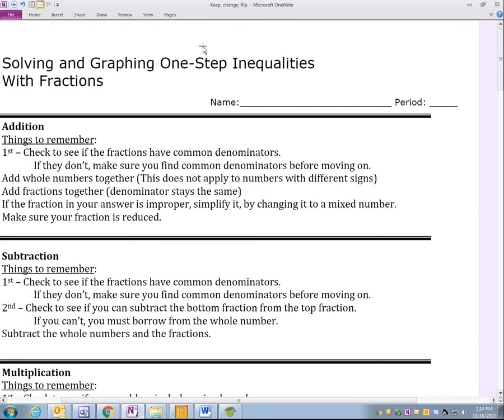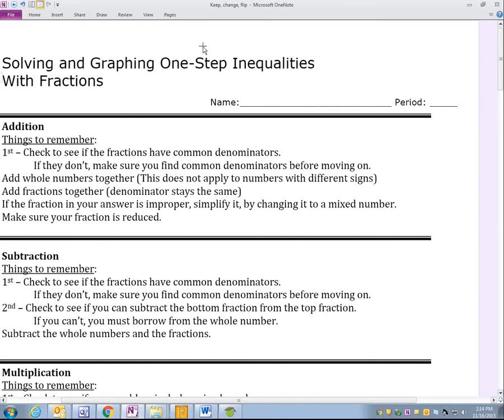So it says here, when you're dealing with fractions, addition. First, you check to see if the fractions have common denominators. Common denominators is only necessary when you add or subtract fractions. All right? When you multiply or divide, you don't need common denominators. A lot of you are doing that on the quiz. Make sure if they don't have them, you find a common denominator before moving on.